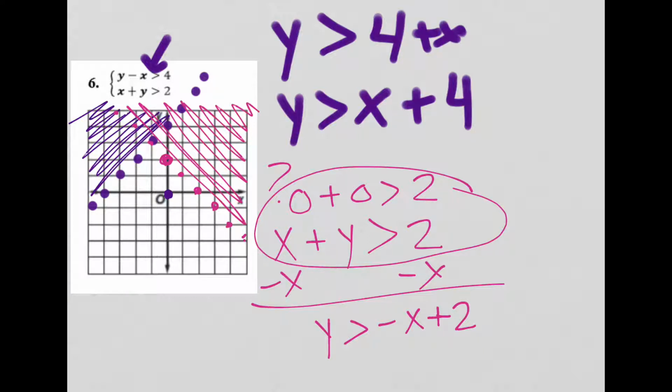But where is my answer? What is going on here? It's just this tiny area where the shading overlaps up here at the top. And it doesn't include either of the lines because it was just less than or greater than, not equal to. So that little triangular wedge at the very top of your graph is the set of all the points that are solutions to both inequalities.